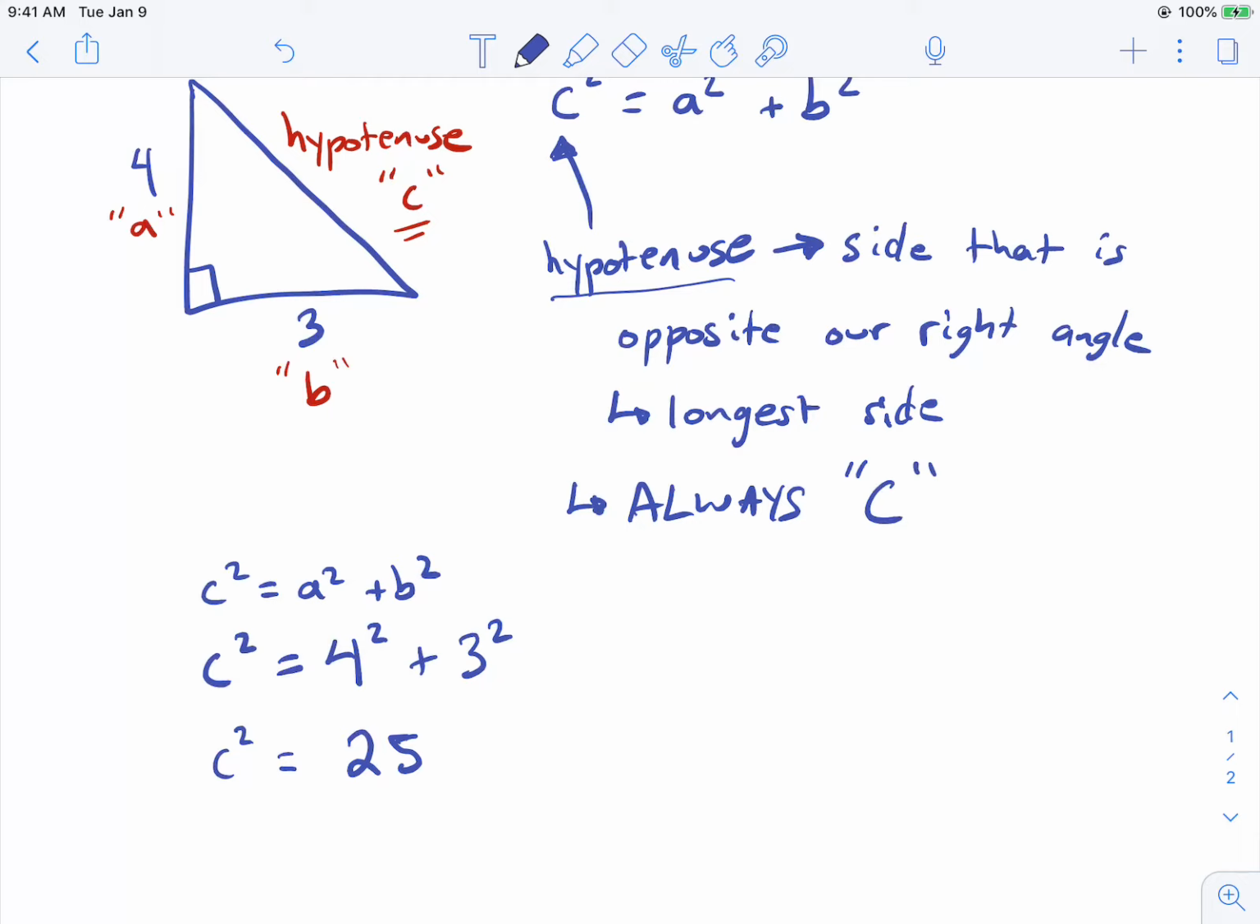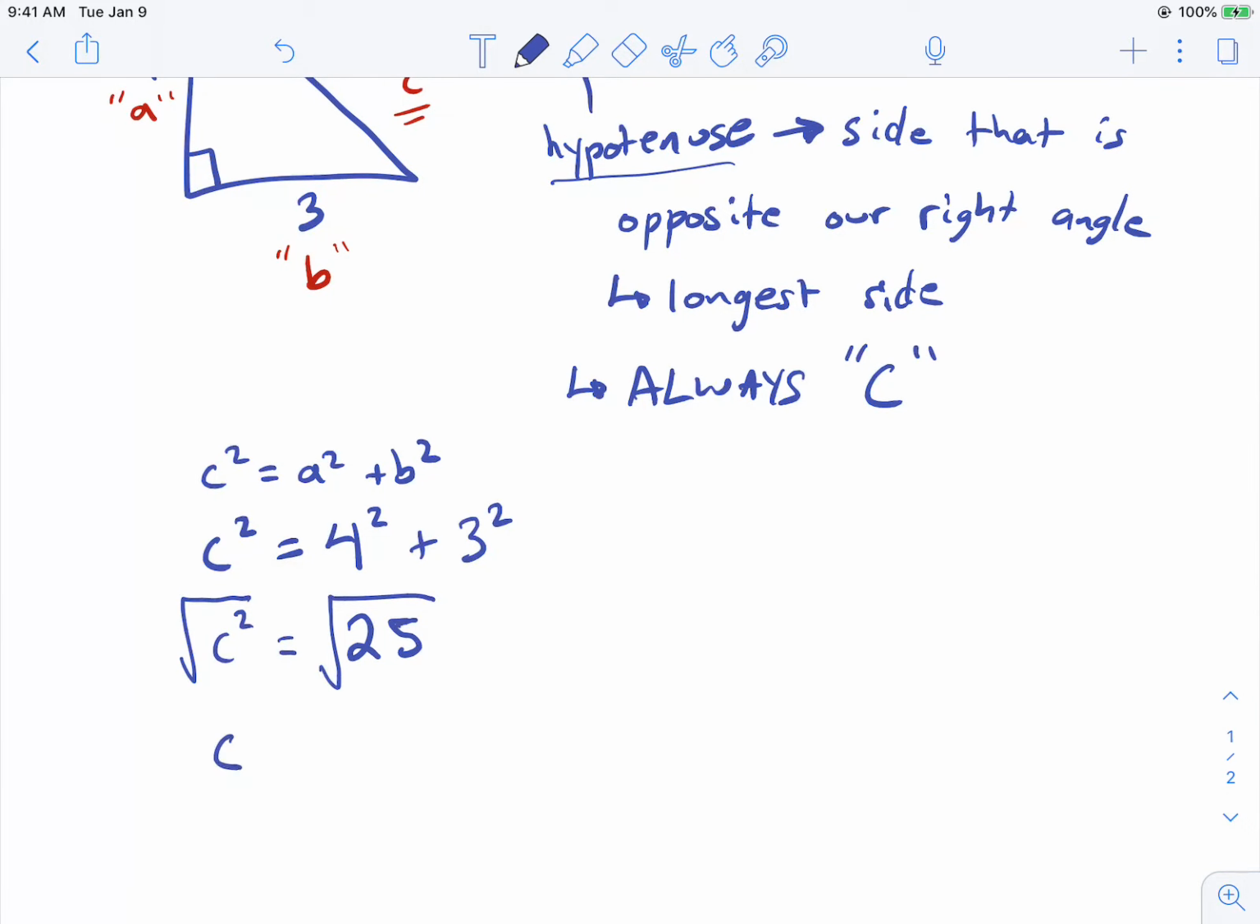So what you're going to do is use your square root on this side, and square root on that side. What you do to one side, you always have to do to the other. We know that in math. So when we take the square root of c squared, that just gets us down to our regular c value. That's what we wanted to figure out in the first place.